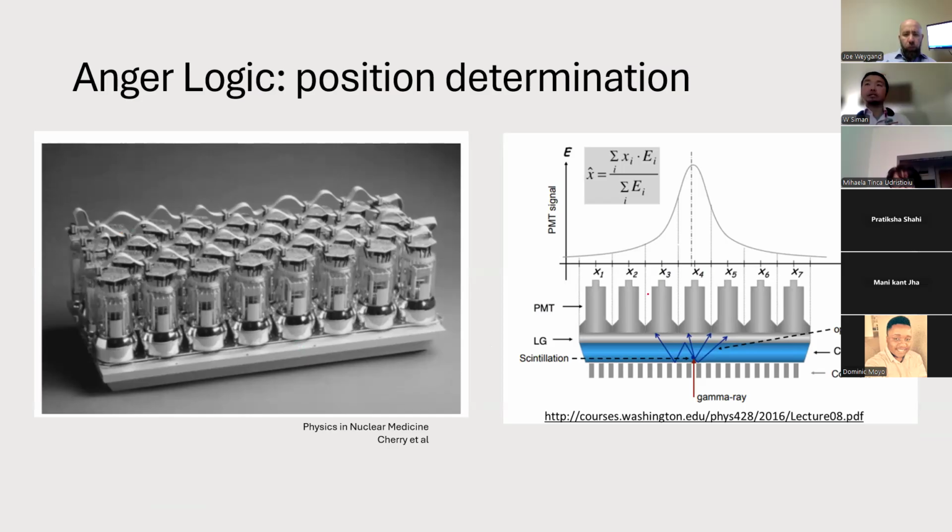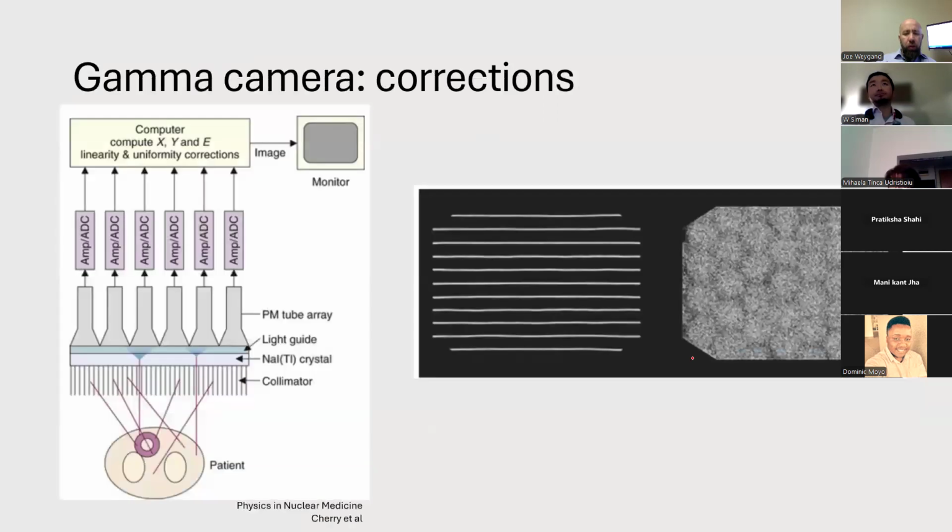So how do we place the signal? The answer is using Anger logic. This is a guy's name. What you do is, let's say your gamma ray comes from here, right? It creates some signal that gets detected by the PMTs, and you just look at the centroid of that signal, and it gives you the approximate location of where the signal is coming from.